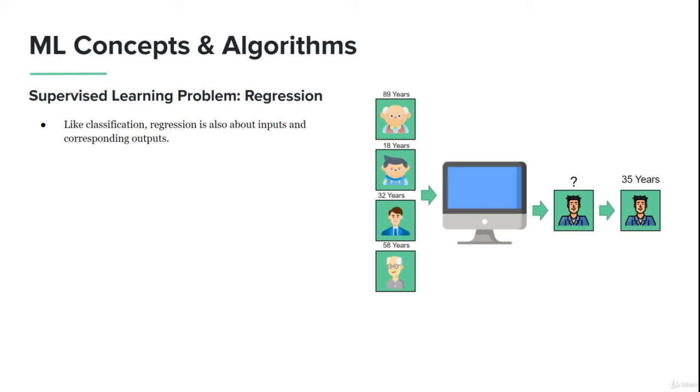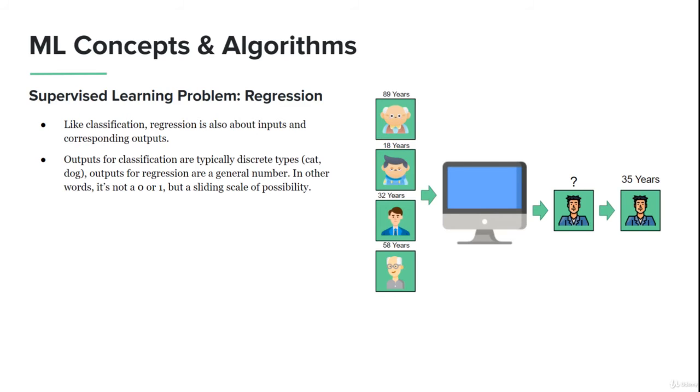And so now let's look at regression. Like classification, regression is also about inputs and corresponding outputs. Here we have a bunch of individuals. We have young men, we have men that are older, we have middle-aged men here. Outputs for classification are typically discrete types.